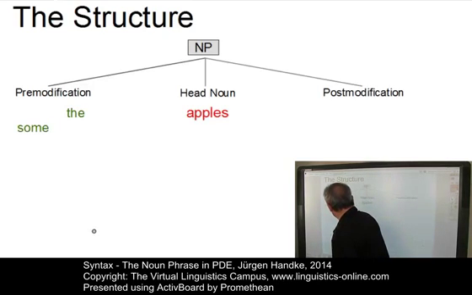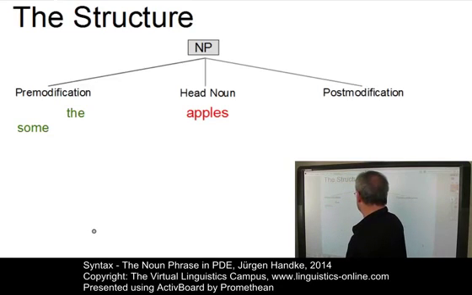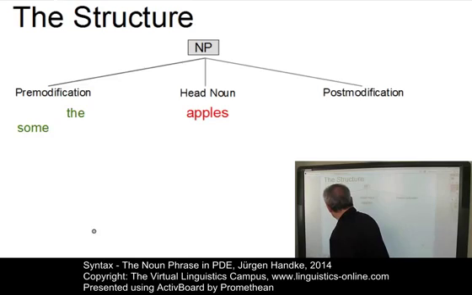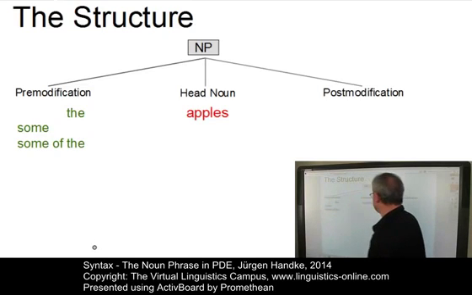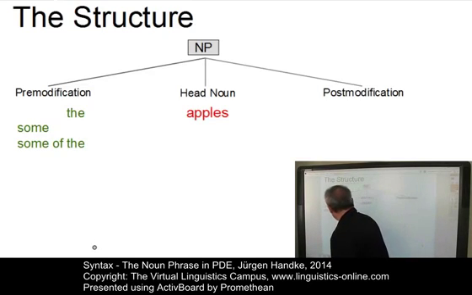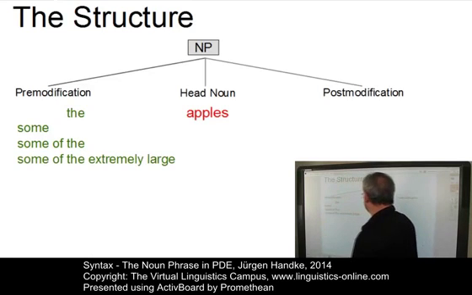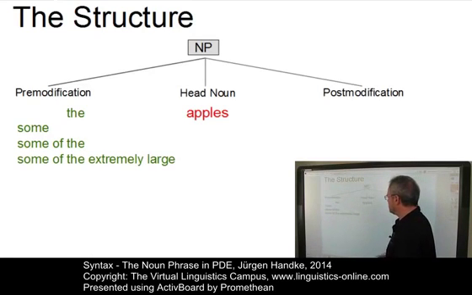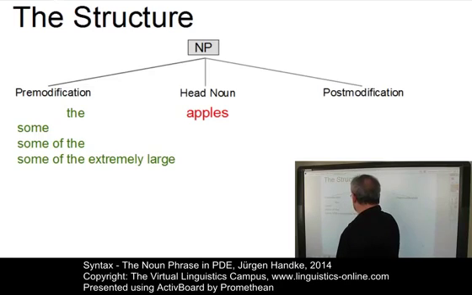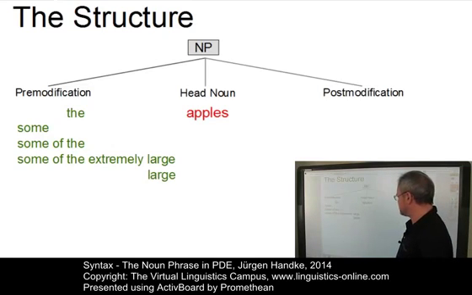We could have an element which is referred to as a predeterminer, some apples. We could have a combination of both, some of the apples. Or take this one, some of the extremely large apples, where we have determiners and a so-called pre-modifier. Or we could simply have a pre-modifier, in this case an adjective, large.